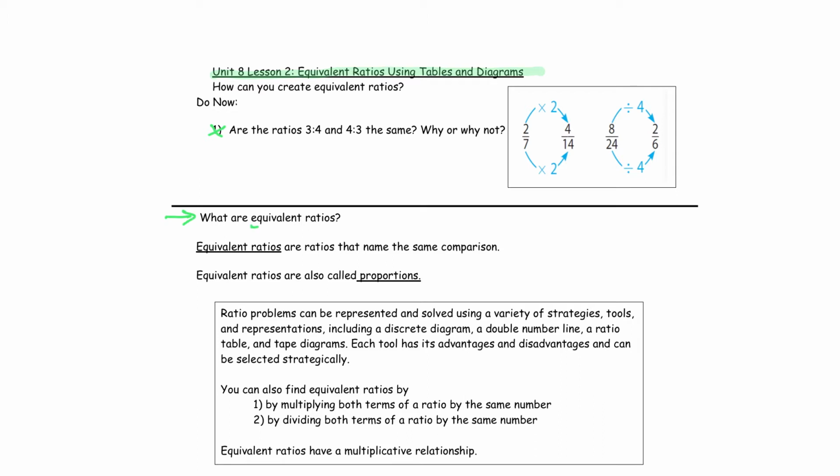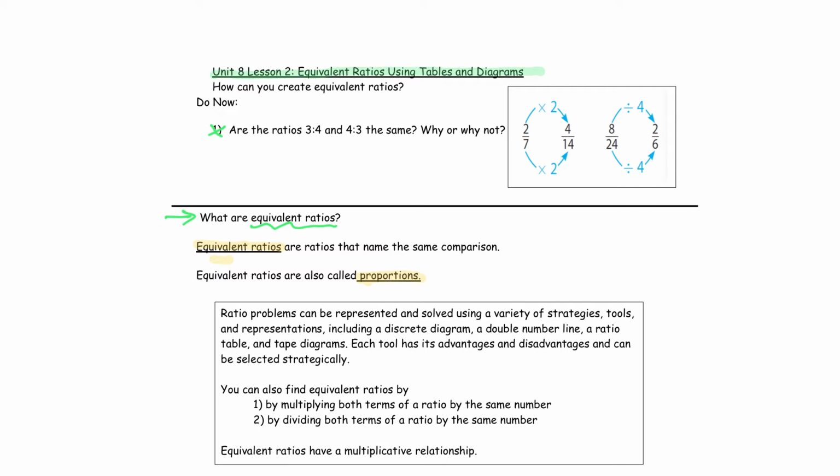What are equivalent ratios? Equivalent ratios, and please highlight and follow along, equivalent ratios are ratios that name the same comparison. Equivalent ratios are also called proportions. If you remember in our silly song yesterday, they gave the definitions of equivalent ratios as actual proportions.